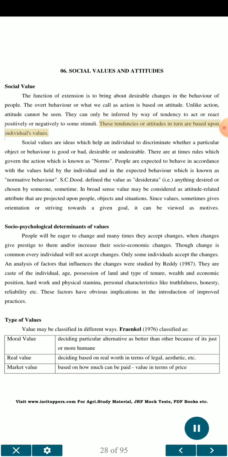These tendencies or attitudes in turn are based upon individuals' values. Social values are ideas which help an individual to discriminate whether a particular object or behavior is good or bad, desirable or undesirable. There are at times rules which govern the action, which are known as norms. People are expected to behave in accordance with the values held by the individual, and this expected behavior is known as normative behavior.